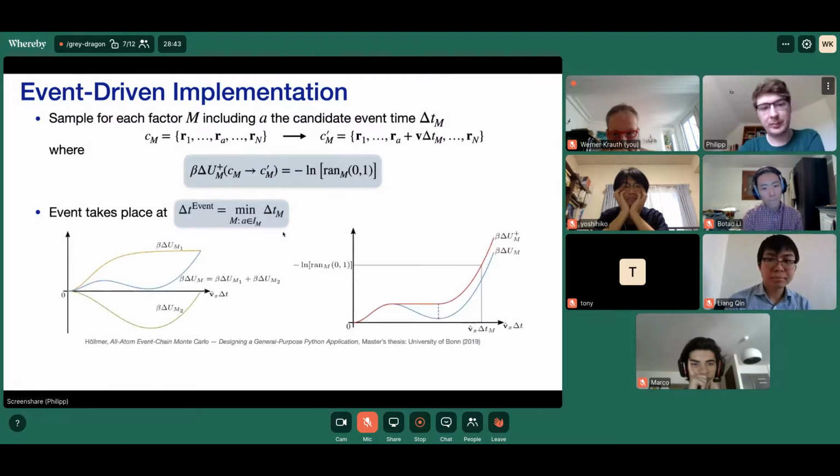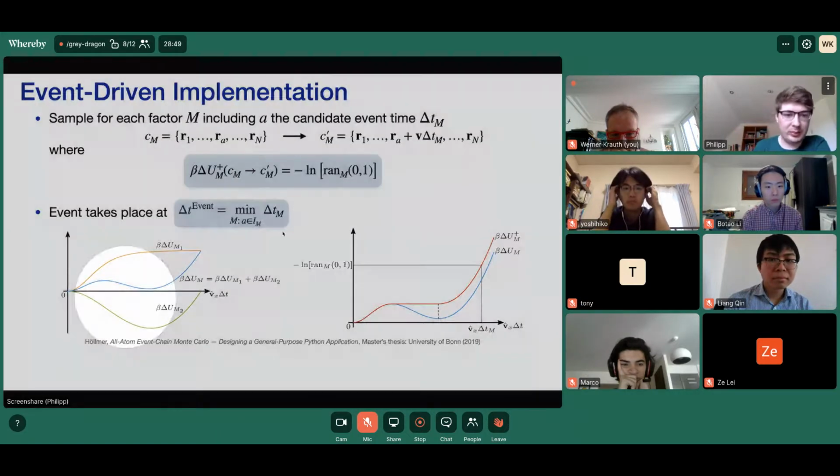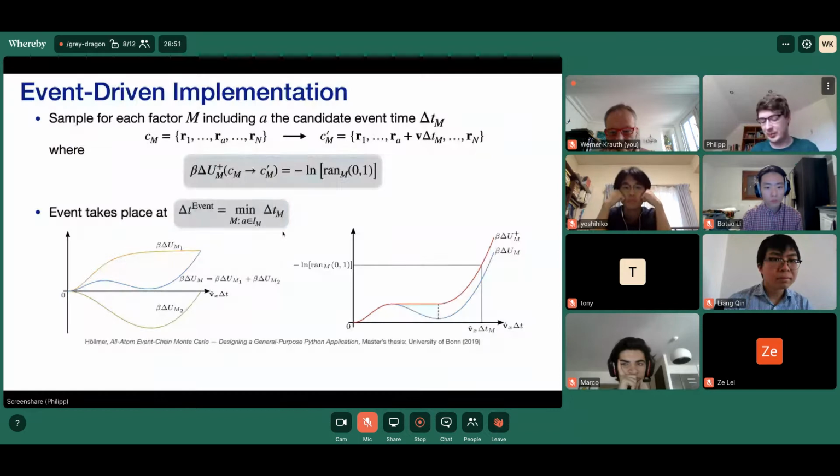So to show you some pictures, which might explain it a bit more clearly, here on the left, I plot on the x-axis the displacement of my active particle. So Vx times the delta t, I assume it goes in x direction. And on the y-axis, I just plot beta times the potential change of some potentials. So the blue curve is in fact the sum of two other potential changes, and these are just the yellow curve and the green curve.